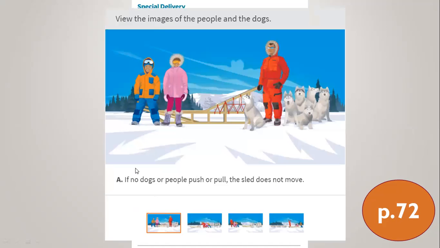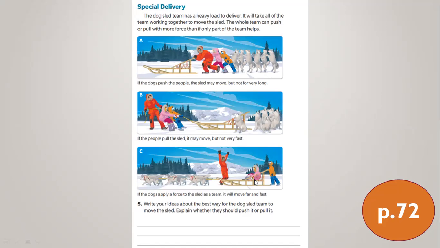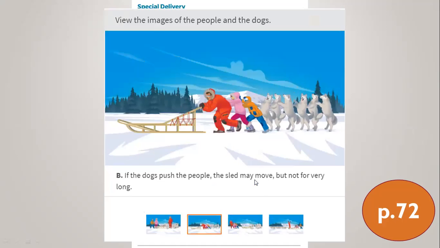Here, if there are no dogs or no people to push or pull the sled, the sled will not move. No one is pulling it, no force, no movement. But if the dog pushes the people, the sled may move, but not very far.